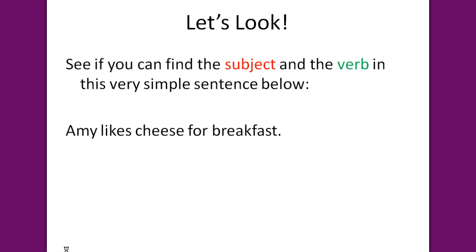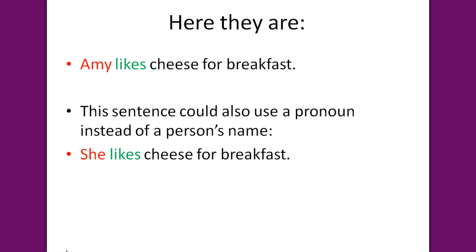Let's take a look. See if you can find the subject and the verb in this very simple sentence below. Amy likes cheese for breakfast. Pause this recording if you need to, and then check your work. Here they are. Amy is the subject, likes is the verb. Amy likes cheese for breakfast. This sentence could also use a pronoun instead of the name Amy, instead of any person's name. She likes cheese for breakfast. In this case, the pronoun she is the subject, likes is still the verb.